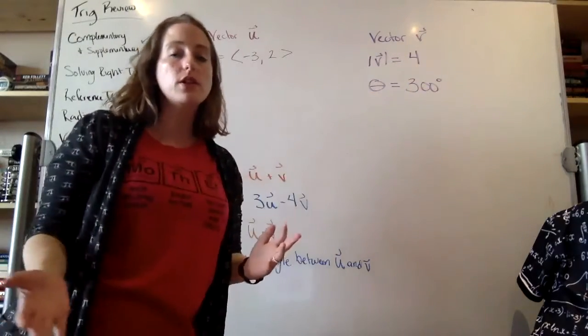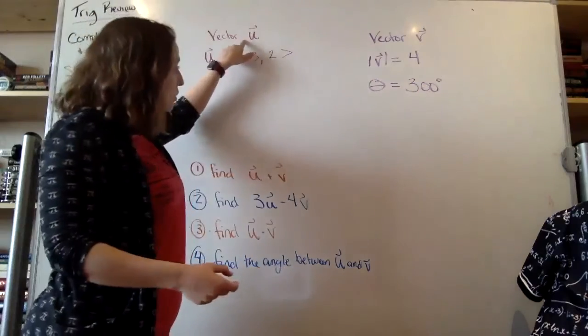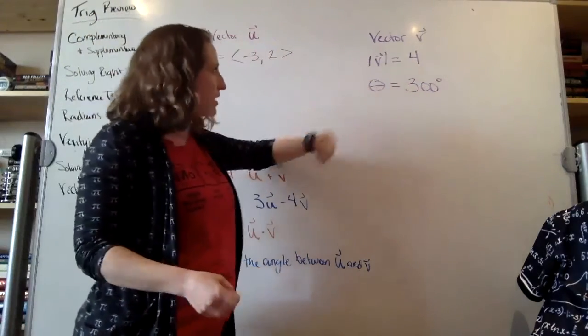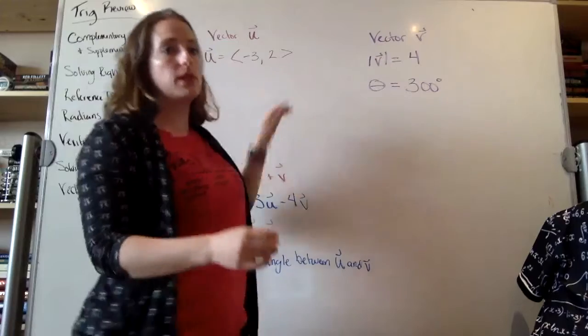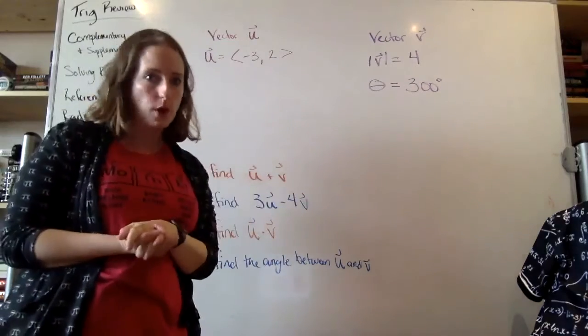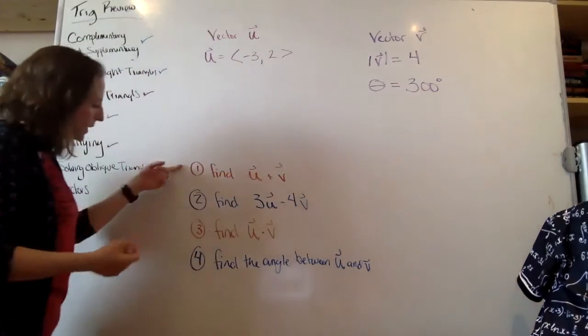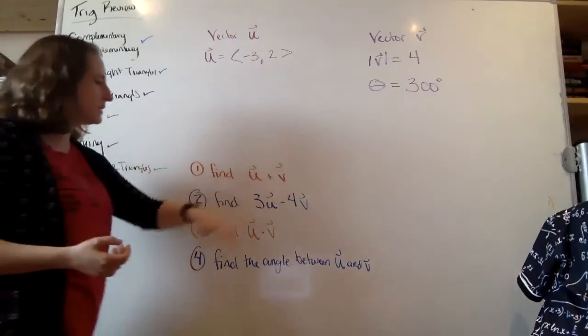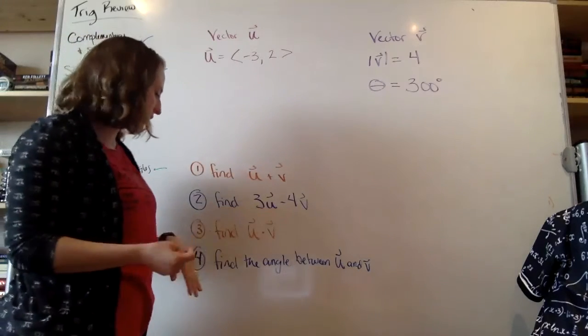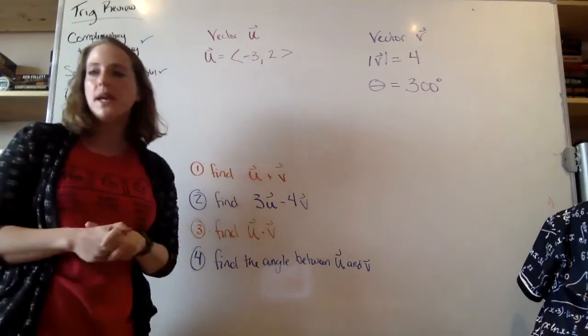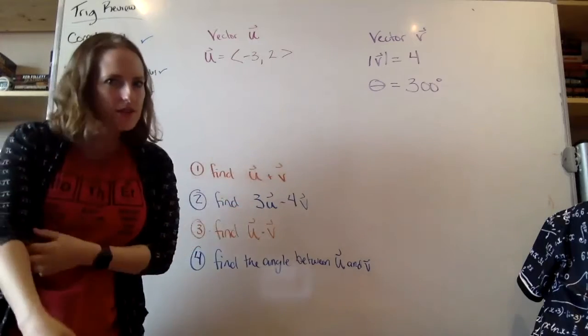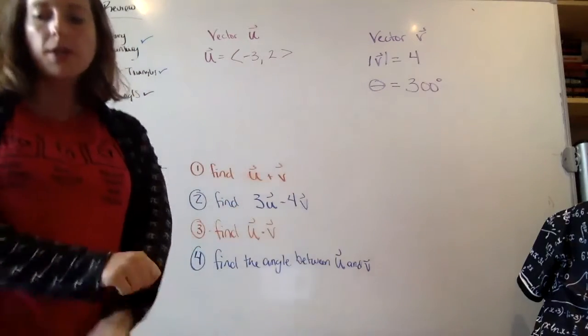Okay, the first thing we're going to do is we're going to get vector u in terms of its magnitude and direction angle. We're going to get vector v in terms of its horizontal and vertical components. We're going to practice going between the two forms for vectors. And then we're going to do all of these things. We're going to find u plus v, we're going to find 3u minus 4v, we're going to find u dot v, and we're going to find the angle between u and v. That's kind of all of the vector stuff that we've done in this class, okay?